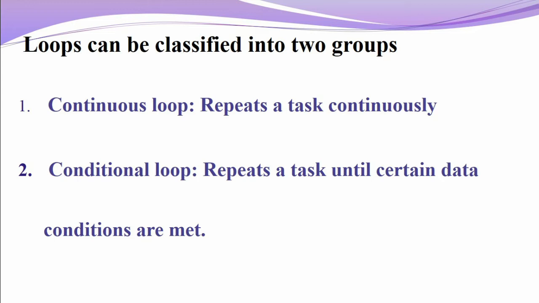The loops can be classified into two groups. First one, continuous loop; second one, conditional loop. Continuous loop means repeat a task continuously until the system is reset. Conditional loop means repeat a task until certain data conditions are met.